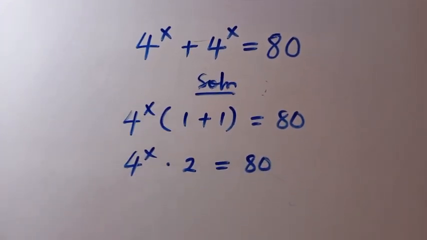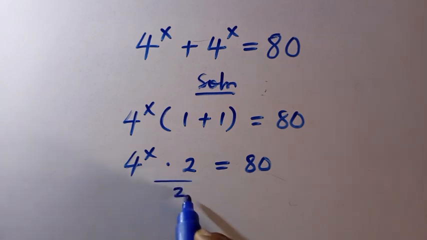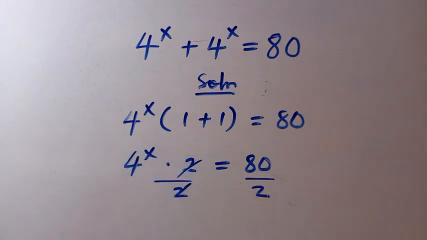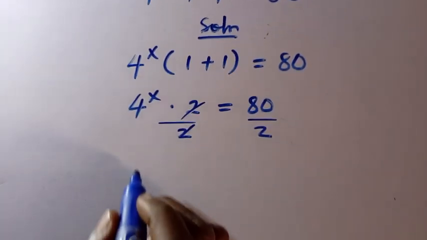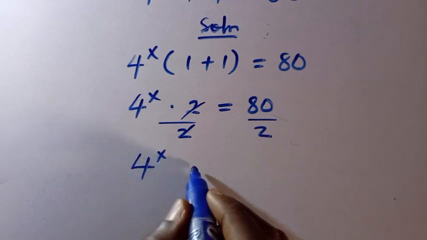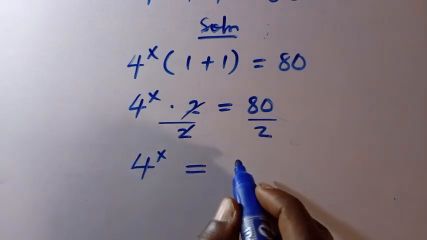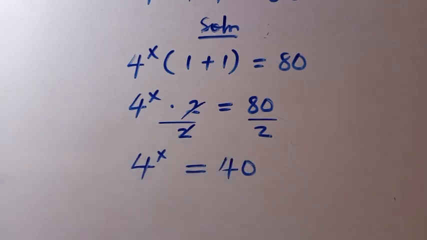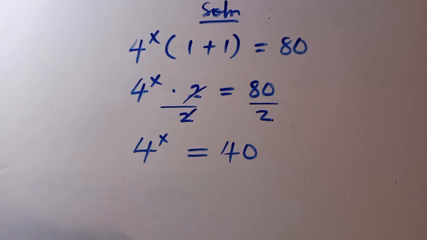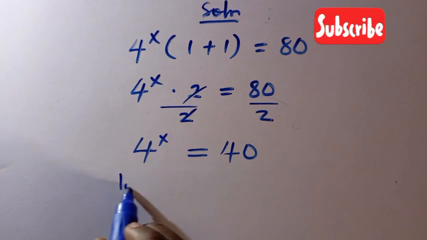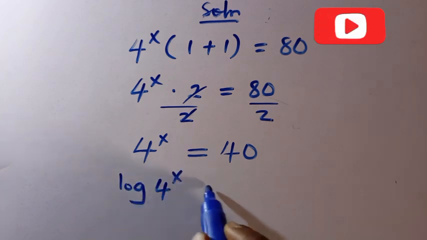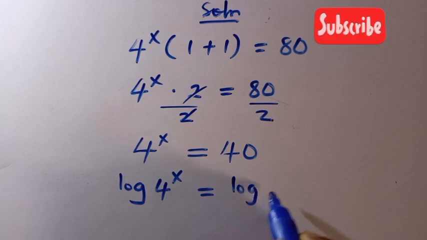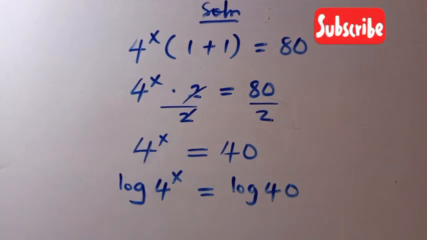And from here, we are going to divide both sides by 2. So by dividing both sides by 2, these two cancel these two. And here we have 4 power x equals, so 2 in 80, that gives us 40. So we have 4 power x equals 40 here. Then let's introduce log on both sides. We have log 4 power x equals log 40.